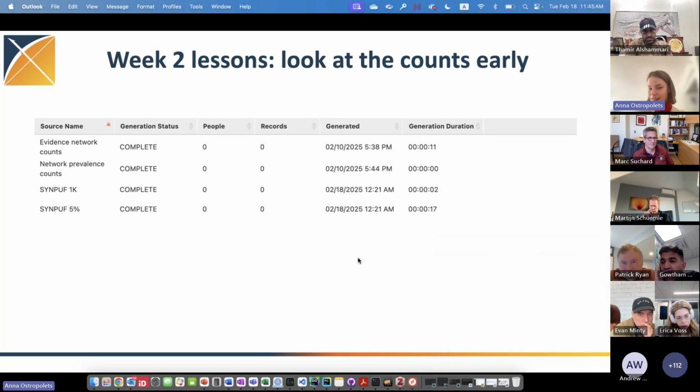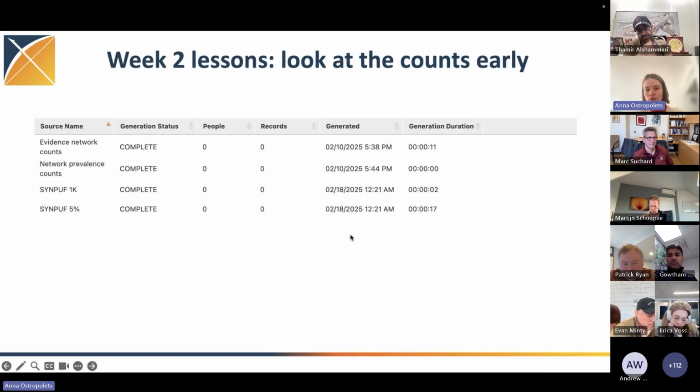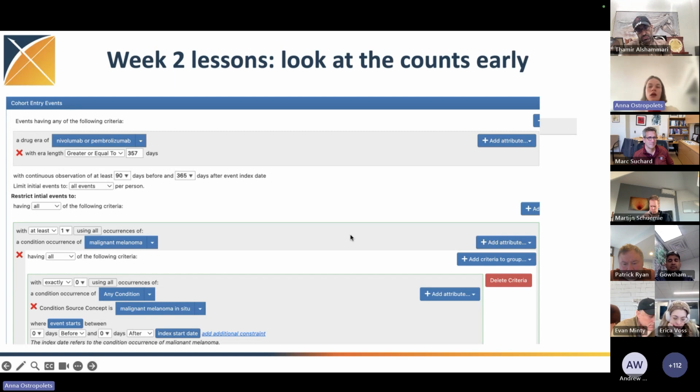Now, if you don't have data, this is why we encourage you to work with other participants in your study groups, because then they will have data and you'll be able to see the problems with your cohorts early based on the counts. And also, moving on with looking at the counts early, what we found is that it's really useful to look at the cohort counts early, because this is the first indicator of whether you're getting the patients you want.